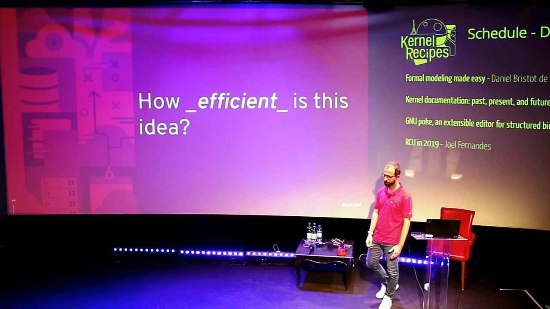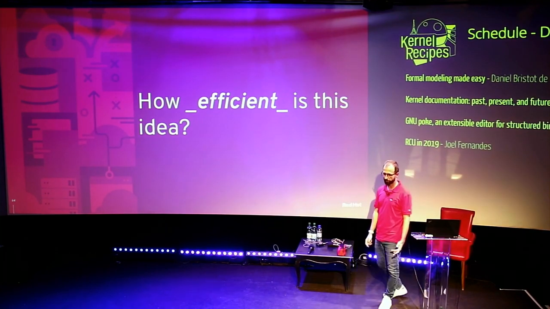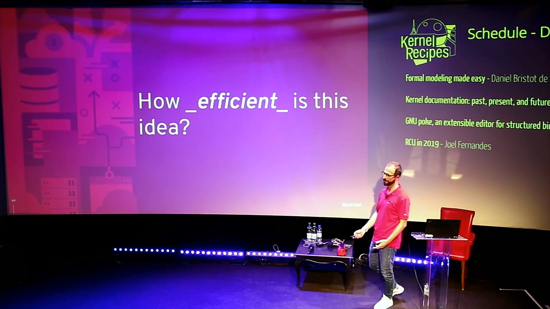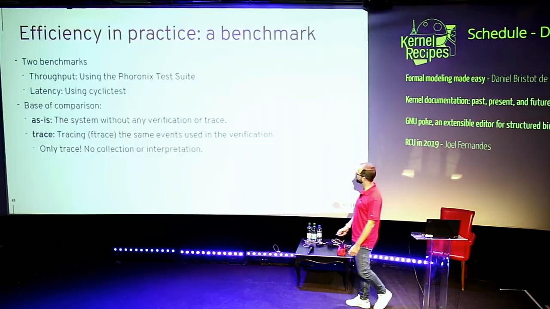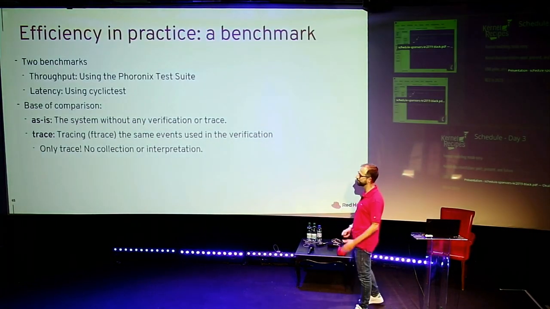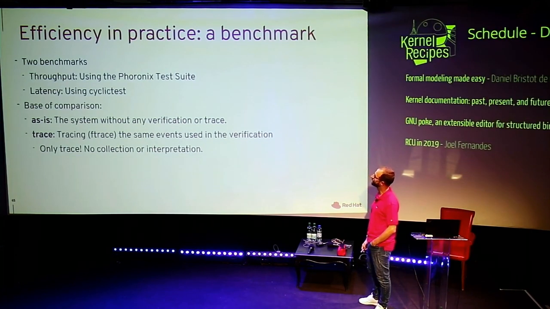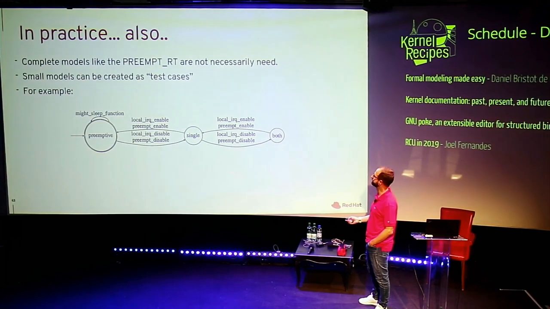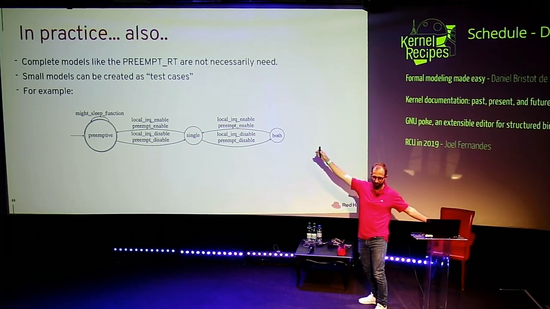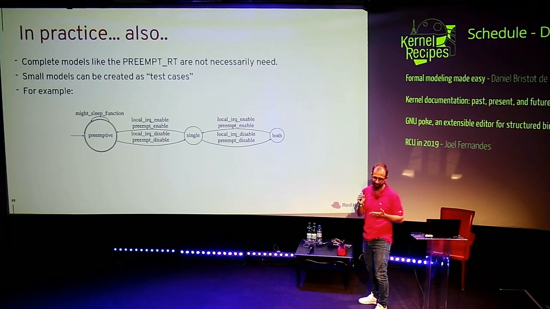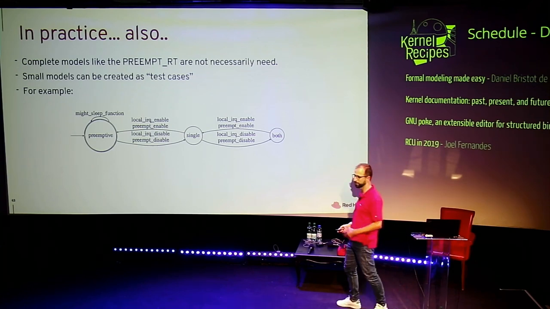Because if this added too much overhead to the system, it would be okay, but maybe for testing things from preemptor T, we would need to first run performance tests and then logical tests later. But to try to show if my idea was efficient enough, I ran some benchmarks while running this simple automata. Recalling that it doesn't matter if the automata is big or not. What matters is the events that I'm tracing. If I'm using a very large automata or a very small automata that has the same set of events, the overhead will be the same because I am O(1) per event, not per state. The number of states doesn't matter for the efficiency.